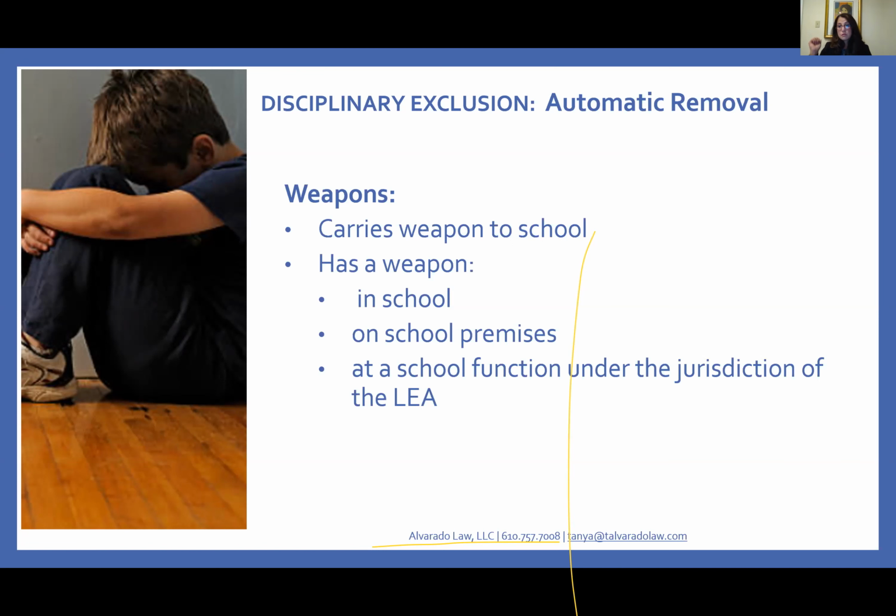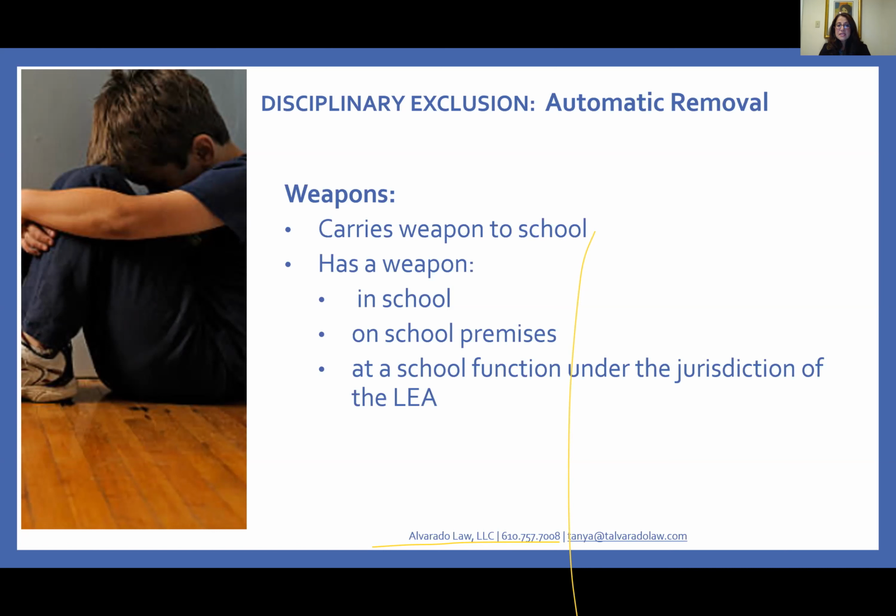You're removed immediately if you carry a weapon to school. Yes. Tanya: I'm sorry. Can you define serious bodily injury, just out of curiosity? Yeah, the next slides are going to have it. So I'm going to get there in just a second.